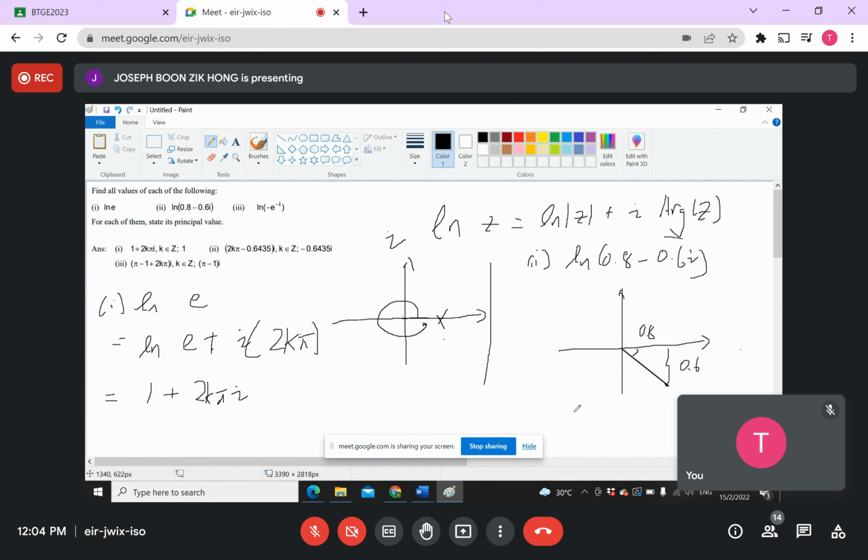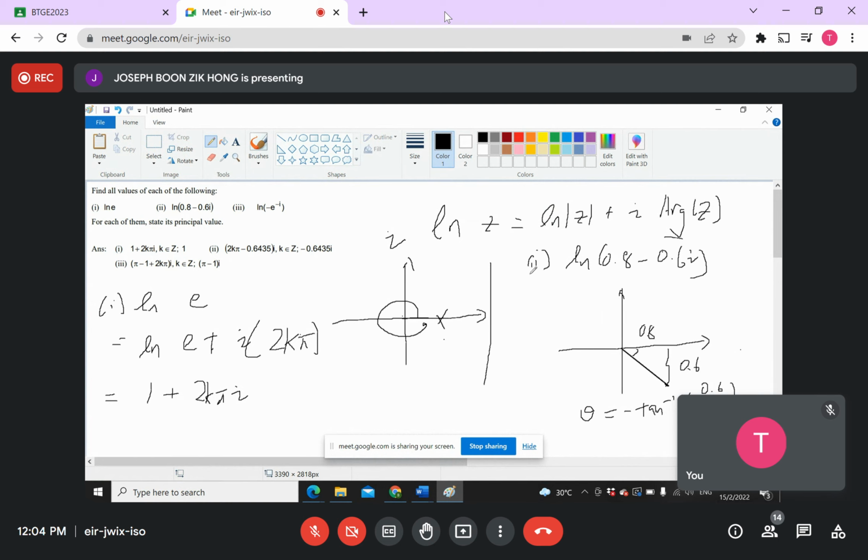If you want to find the argument, theta will be negative tangent inverse of y divided by x, because it starts from the back, so it's negative. That is 0.6 divided by 0.8. Don't directly use the calculator on negative 0.6 divided by 0.8. Yes, for this question you are correct, but sometimes it's not necessary. If it is here, then you won't get the negative, but it should be negative.